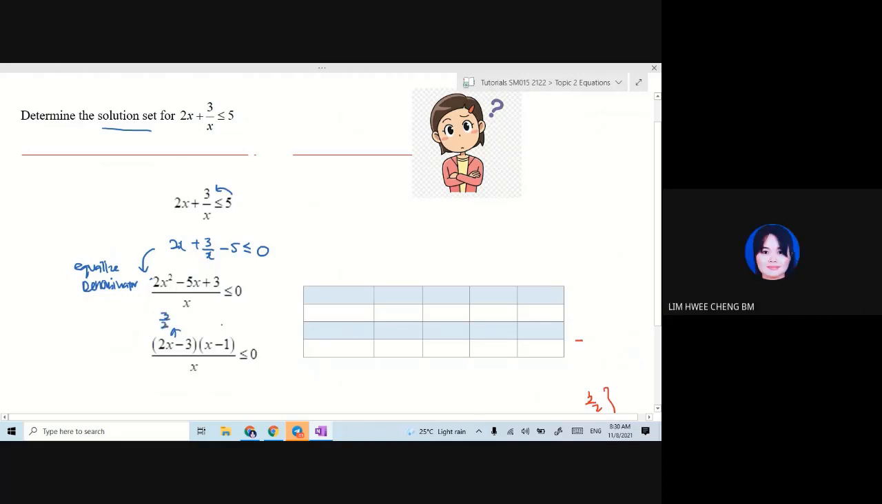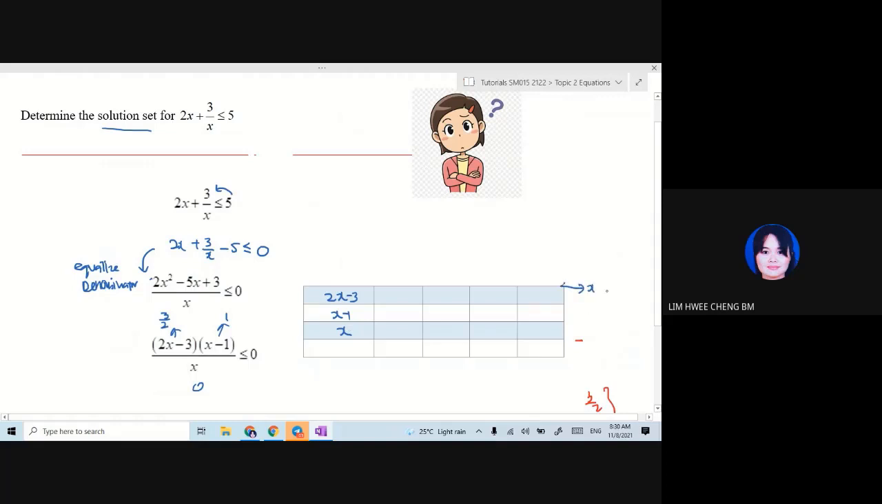3 over 2. Okay, very good. Okay, how about the x minus 1? 1. The x? 0. Okay, very good. Now you get it. Okay, so you have the 2x minus 3, x minus 1, and x here. Okay, now you are going to arrange the zeros in the number line. Okay, I say that this side is actually your x-axis.